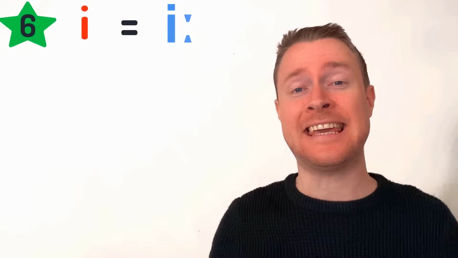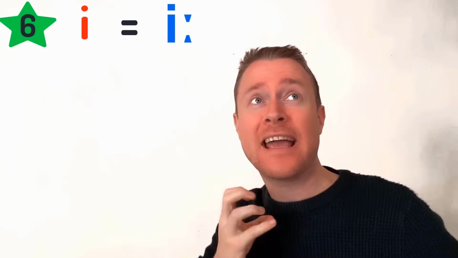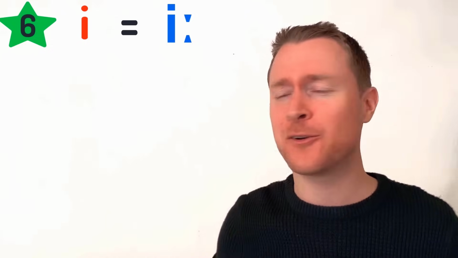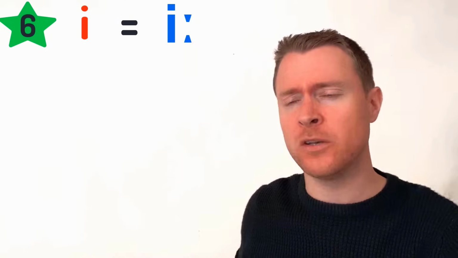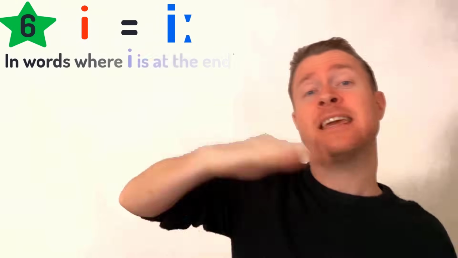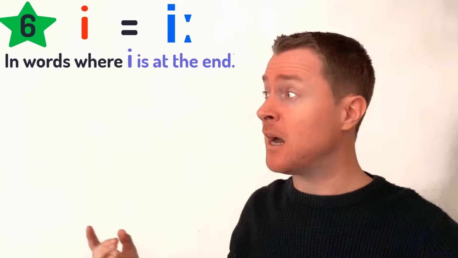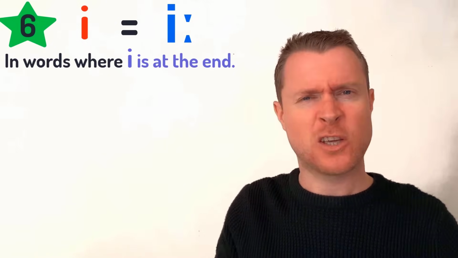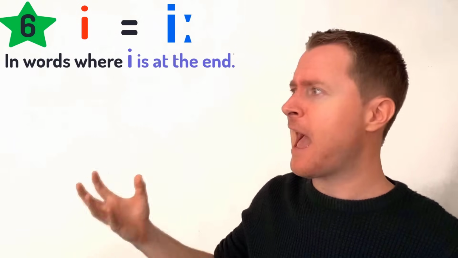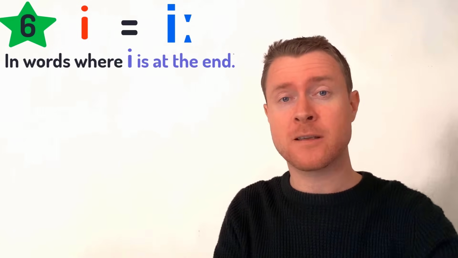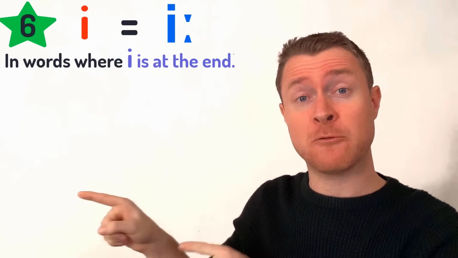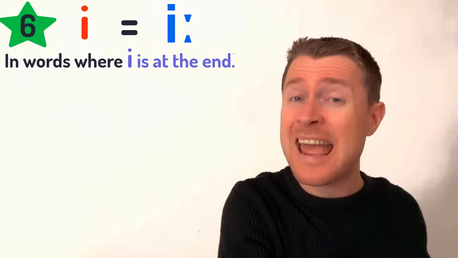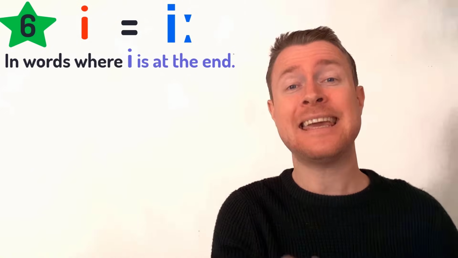Okay, the sixth way that we can pronounce the letter I in English is as an E. That's that long E sound. This is really common when the letter I is at the end of a word. Remember, before we learned that sometimes the letter I at the end of a word can be pronounced with that I, like in alibi or fungi. But the most common way to pronounce the letter I when it's at the end of a word is E.